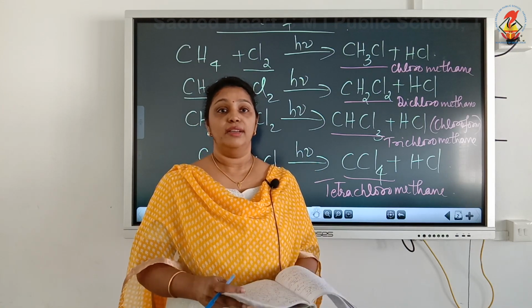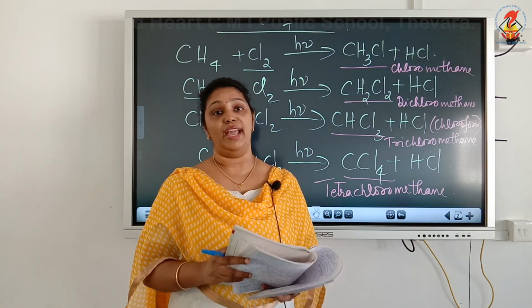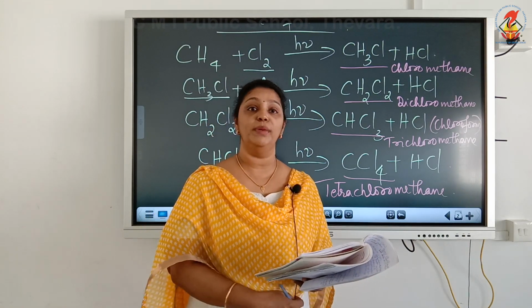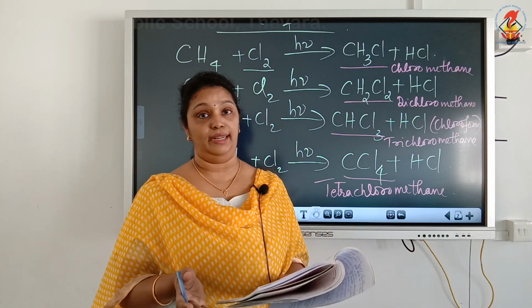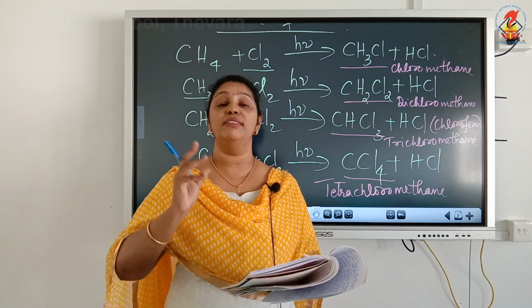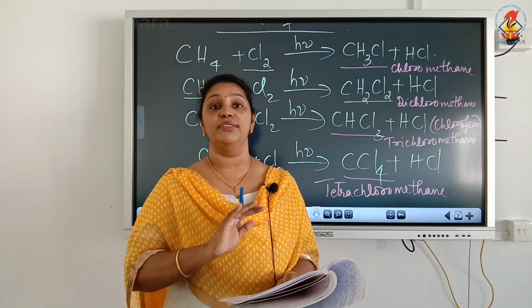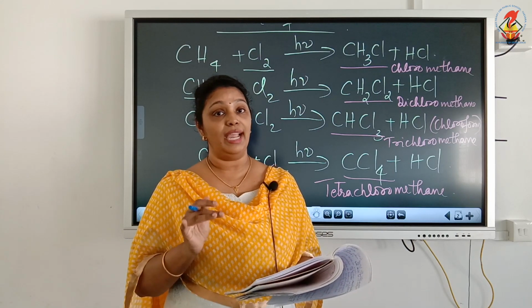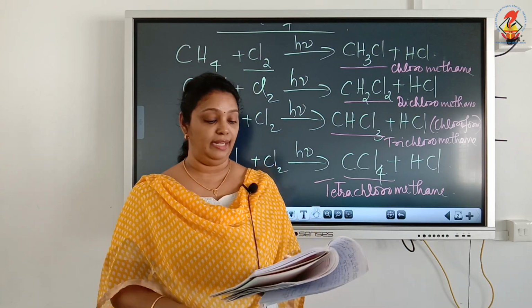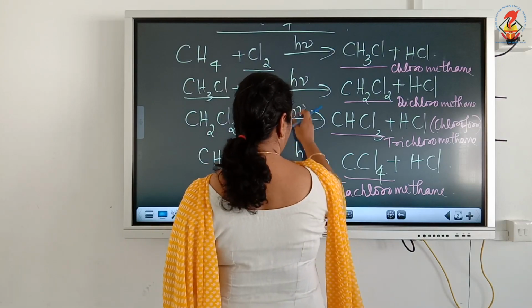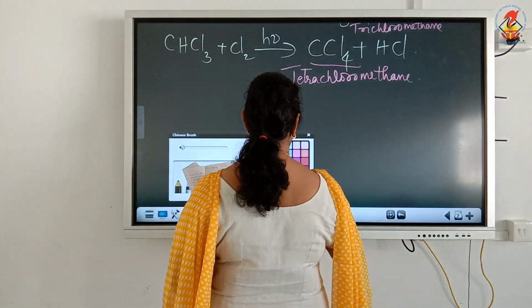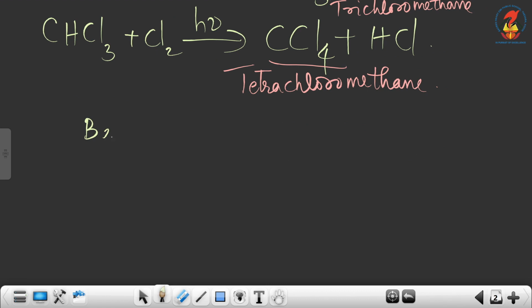Now next, the bromination reaction of alkane. We know bromine reacts with alkanes but less readily. First fluorine will react vigorously, chlorine also will react, and bromine will react with alkane but less readily. Let's see an example for the bromination reaction of alkane. Bromination of alkane. Let's write one example.